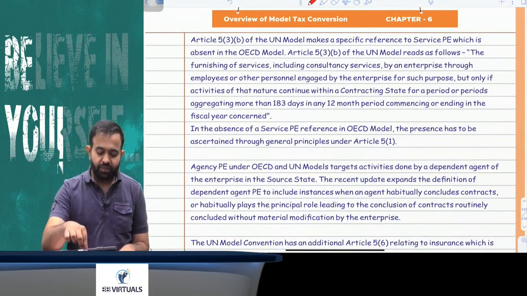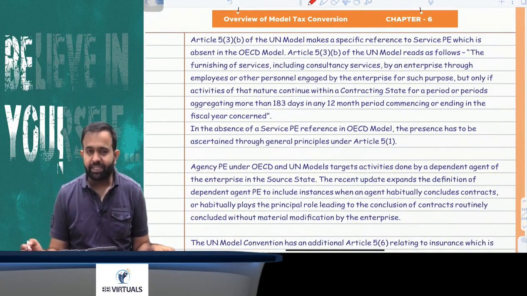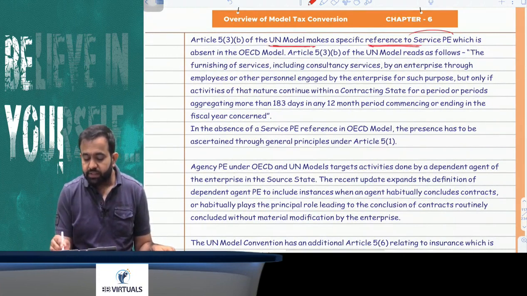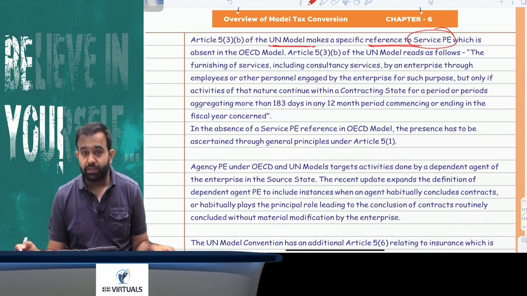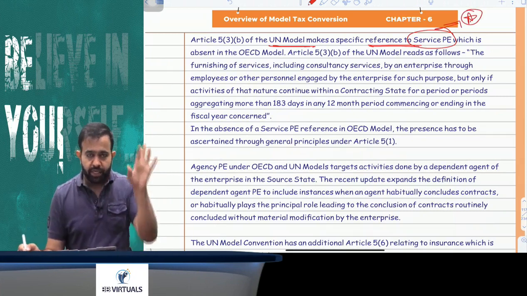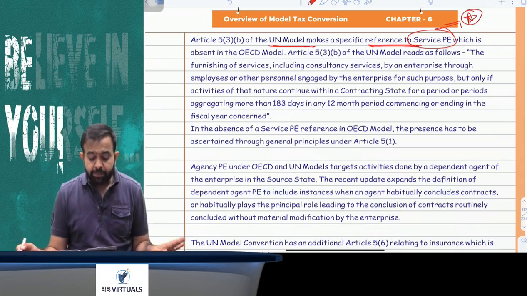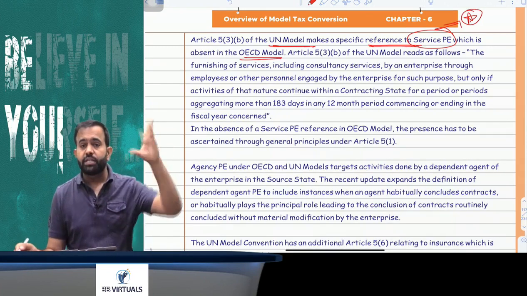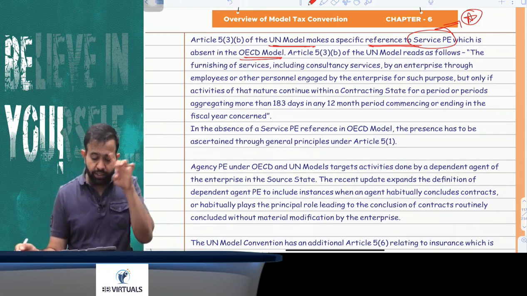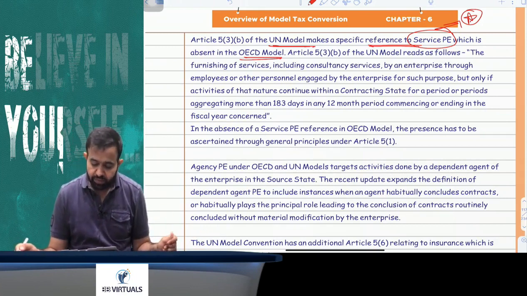Now the next part, that is Article 5.3(b) of the UN model, which makes a specific reference to the service PE. Here in the UN model, they mention the service PE. Why they mention it, I will explain to you. It is absent in the OECD model. In the OECD model, they have not discussed the service PE, but in the UN model, there is a service PE.